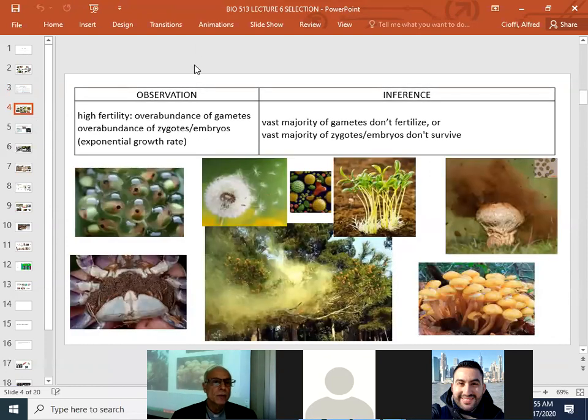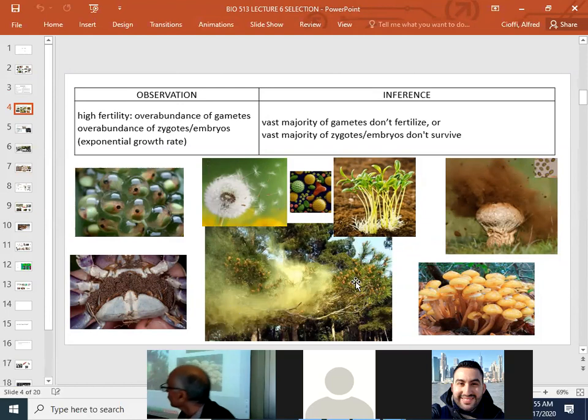Okay, so first observation, again, they don't have to be in this sequence, right? They don't occur chronologically. They occur simultaneously because we're looking at nature. So first observation, overabundance of gametes or overabundance of zygotes. Look at this cloud. You see this yellow cloud? What trees are these? What's sticking out of these trees? Oh, the resolution, I'm sorry. Well, at least from the branching, these are pine trees.